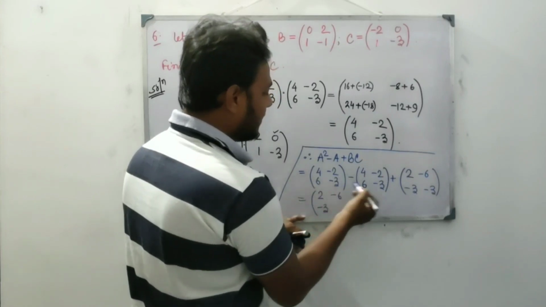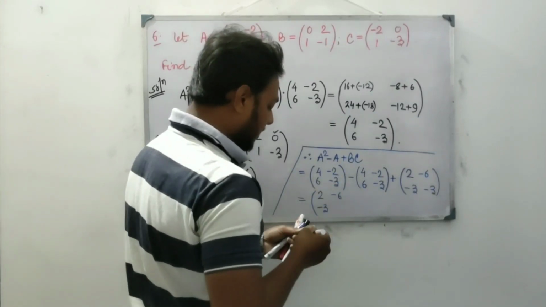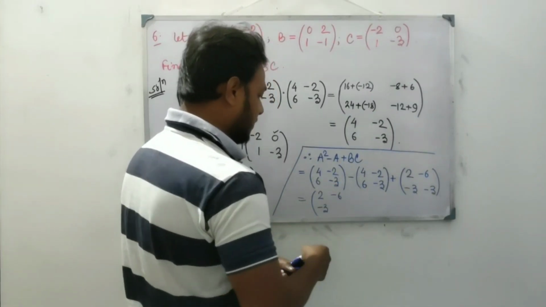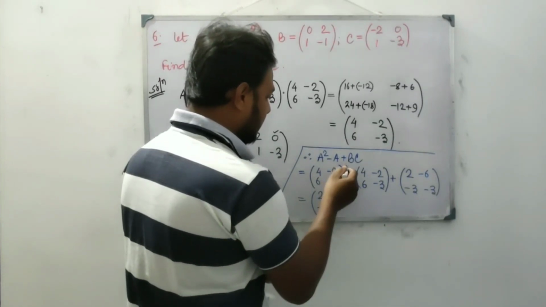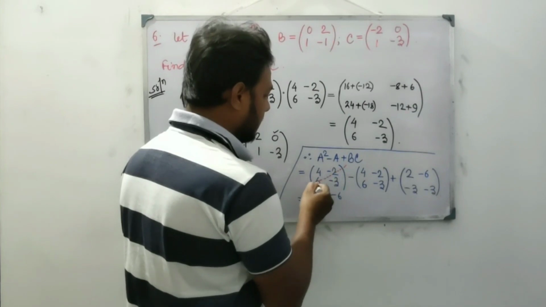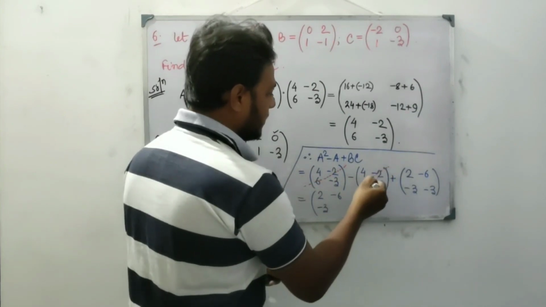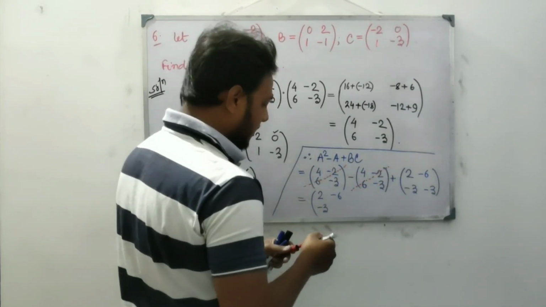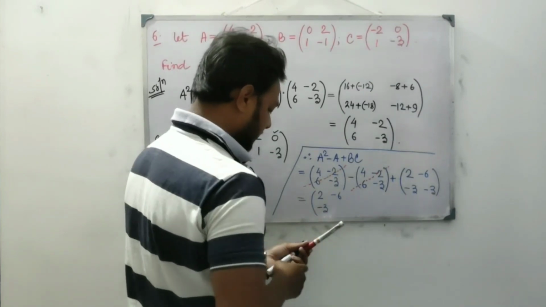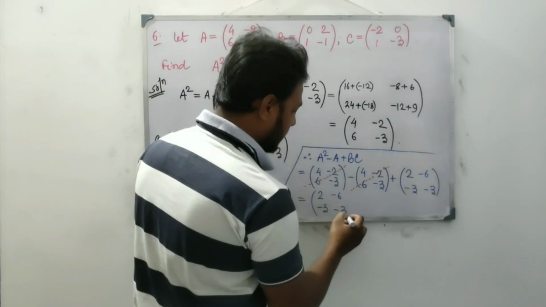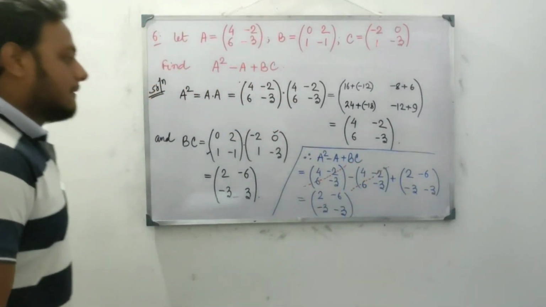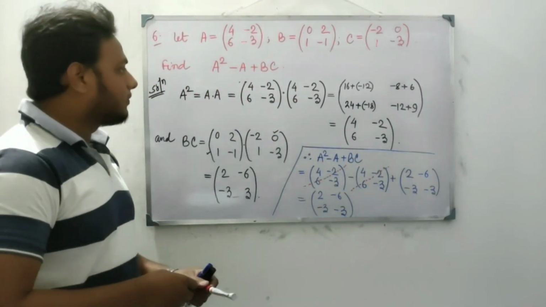Actually these two matrices are the same matrix, so you can cancel them out. These two matrices will become a 0 matrix. This matrix and this matrix are the same, so we can cancel out these two matrices since plus and minus are there. So ultimately the answer will be this matrix. Directly we can solve, minus 3. So this is the solution.